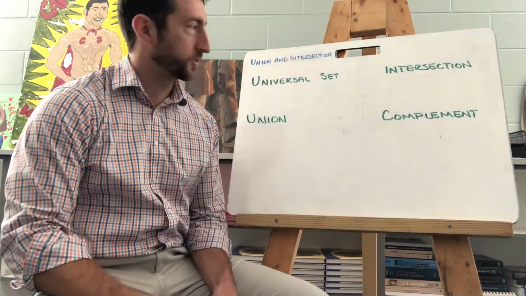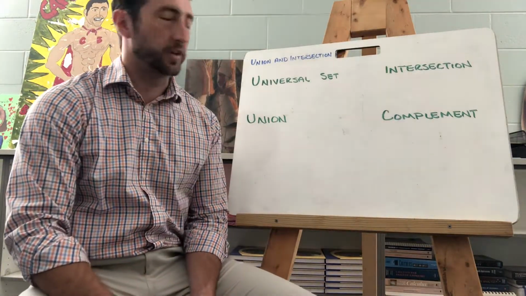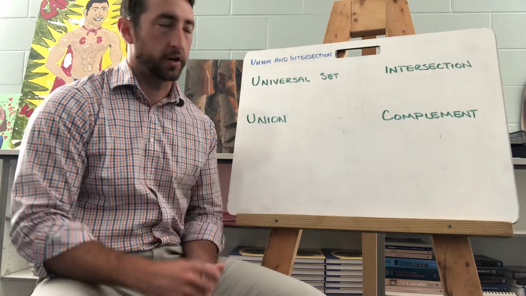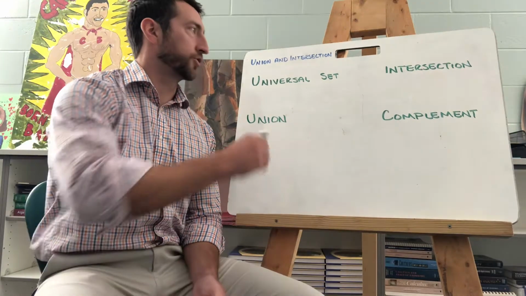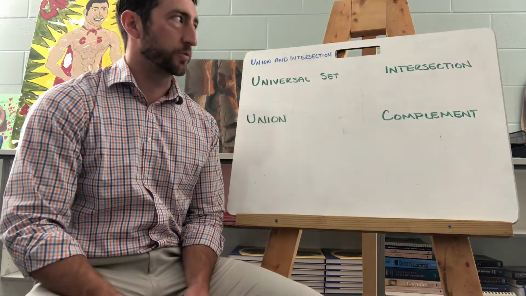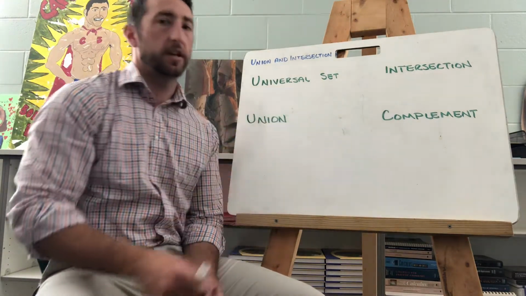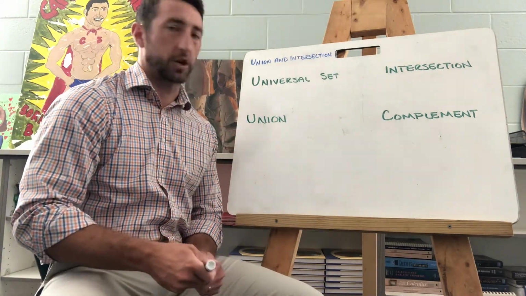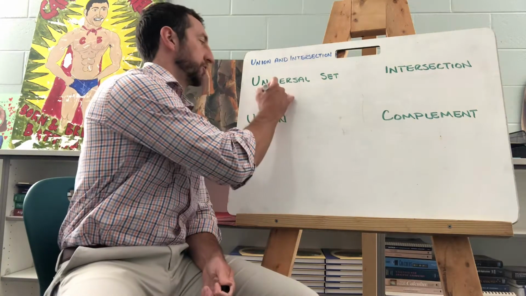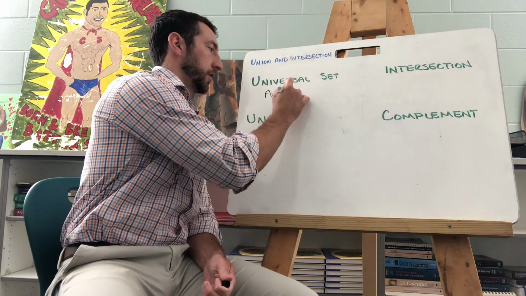Hello class. So today we're going to talk about unions and intersections in our set theory unit. So just a few terms that we need to know. The universal set is just the set that is all of the possibilities for what we're talking about for that specific problem. So this is just all the possibilities.